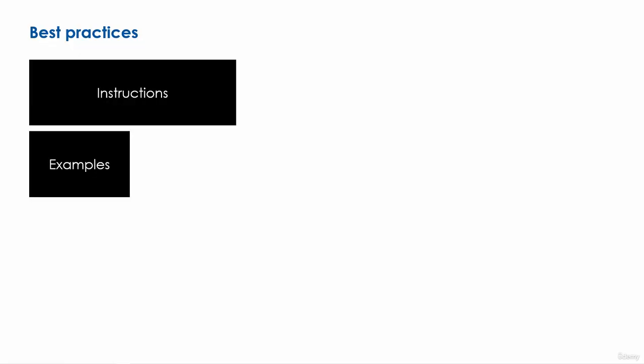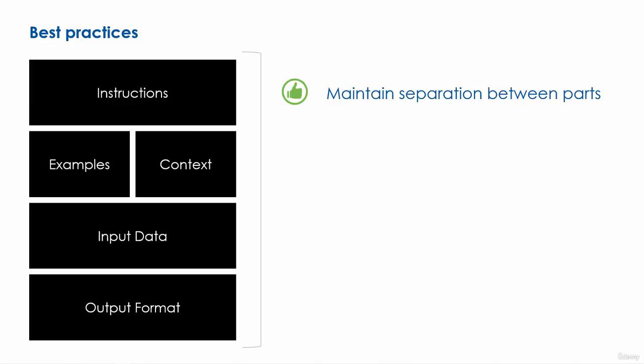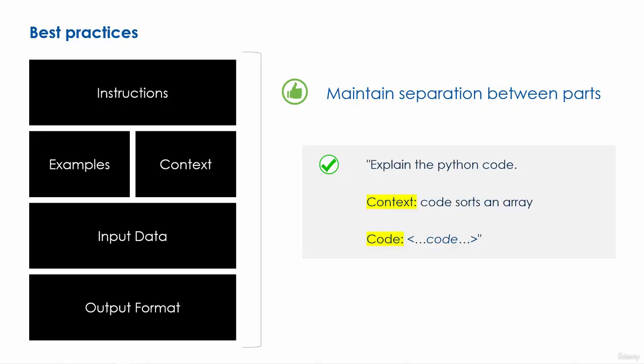The first best practice is to maintain the separation between various parts of the prompt. You can use different types of delimiters such as XML tags, quotation marks, labels, etc. In this example, I'm asking the model to explain the Python code, and I'm separating out the instruction, the context, and the code. This is a badly written prompt for the same task. Herein, I'm kind of mishmashing the instruction and the Python code.